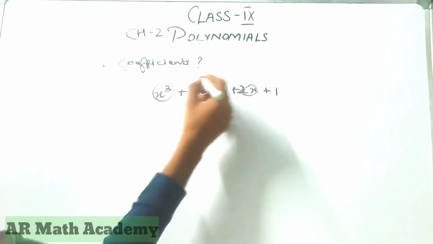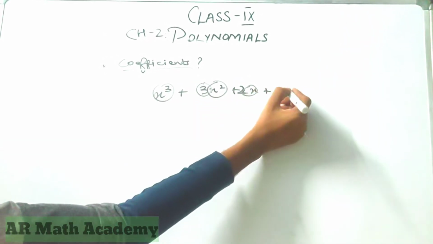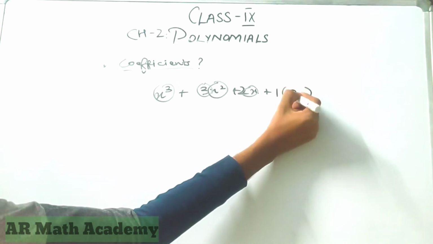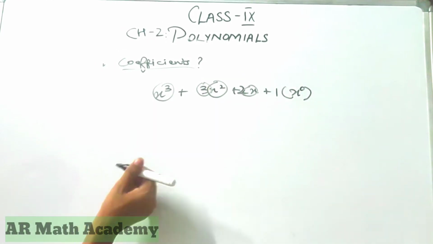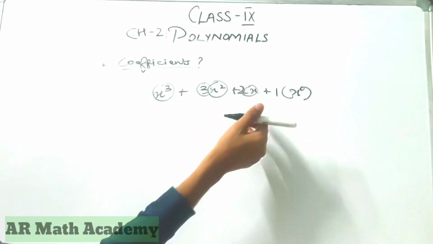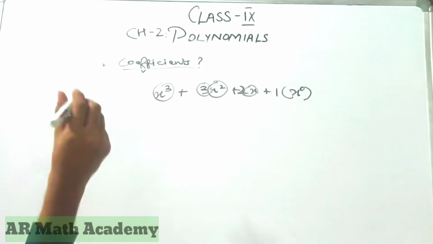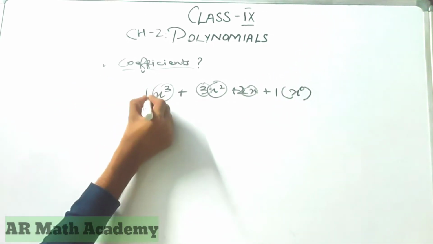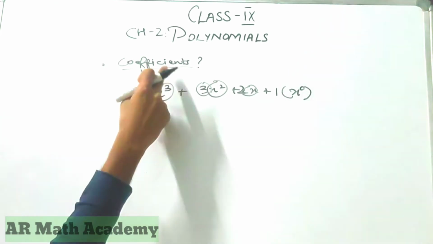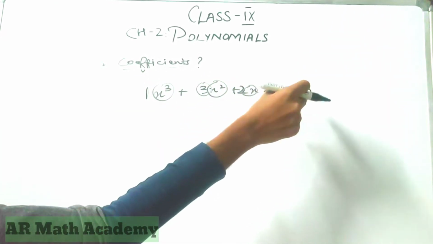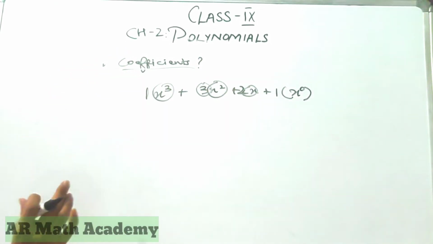There are terms such as x cube, x square, x, and then there is nothing over here, right? So we can write x power 0. x power 0 is 1, and anything multiplied with 1 is itself, right? So we can write x power 0 over here. So anything before this there is 1 over here. So anything before the term x cube or x square or x power 0 is considered a coefficient.